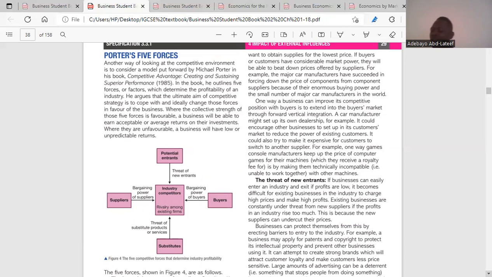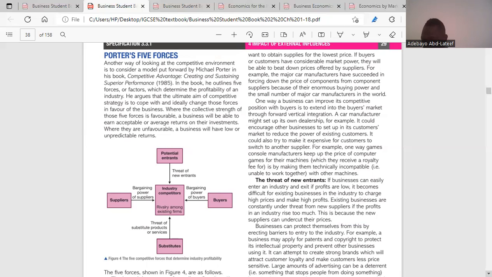The third one, industry competitors. This implies rivalry among existing firms. If rivalry is fierce, businesses can reduce their rivalry by forming a cartel. What's a cartel? A group of businesses coming together to reduce the competition in that market or industry. So when there is fierce competition in the industry, businesses might form a cartel. And when they form this cartel, it reduces competition among them, and that would also increase their profitability.